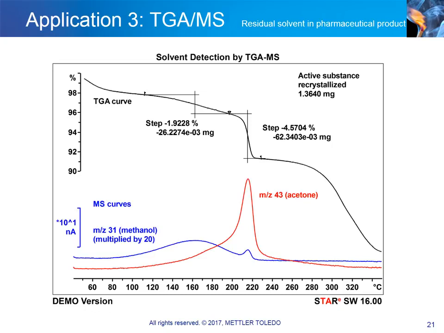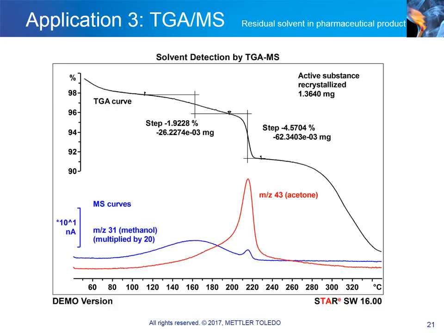Solvents are often used both for the synthesis of a pharmaceutical substance and for its purification or recrystallization. The unwanted presence of residual amounts of solvents in a drug has to be quantified and their concentration kept as low as possible. The slide shows the results of an experiment in which the residual solvents were identified in an active pharmaceutical ingredient by using the TGA-MS technique.